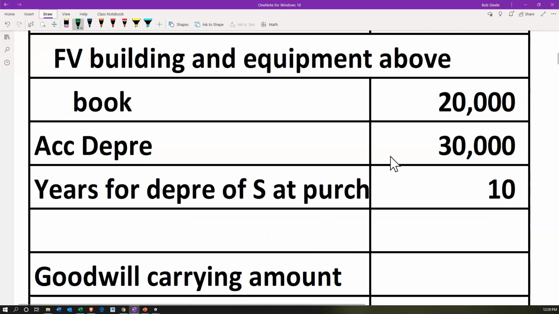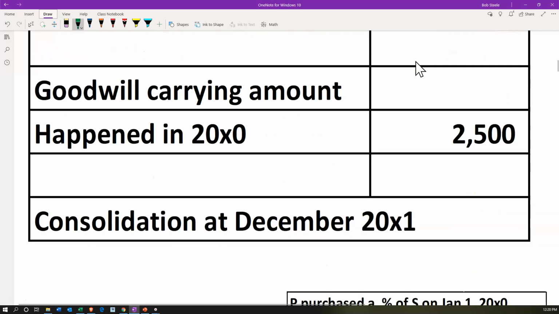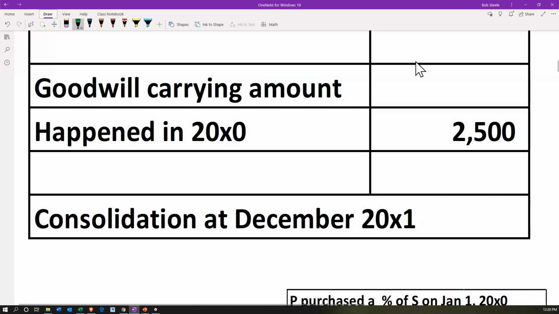Accumulated depreciation at the point of purchase is $30,000. Then we're going to use the straight line method using 10 years to depreciate that $20,000 increase in the fair market value. The goodwill carrying amount is $2,500. That's as of the end of 20X0. Remember, we're going to be doing the consolidation as of 20X2, in essence, 2 years after the purchase. It was purchased January X0, so we have the end of that through December of X0, and then we're going to do this at the end of X2, so that's the 2-year time period.